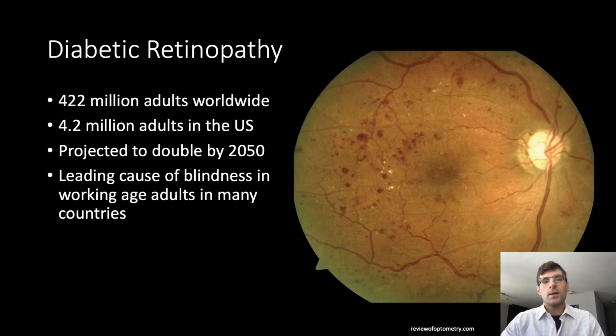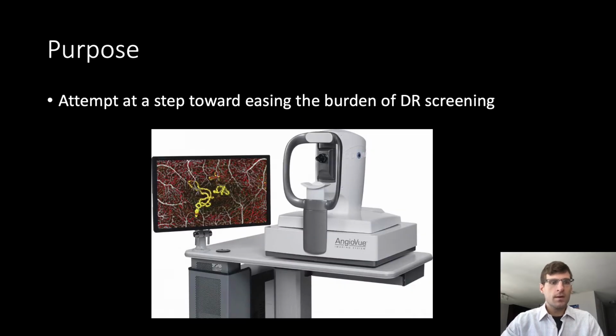So as you all know, diabetic retinopathy is a very widespread disease, it's very prevalent. There's millions and millions of people worldwide, and these numbers are unfortunately just continuing to go up. So part of the purpose of this study was to try to figure out a way, or a first step, to use OCTA as a screening tool for diabetes.